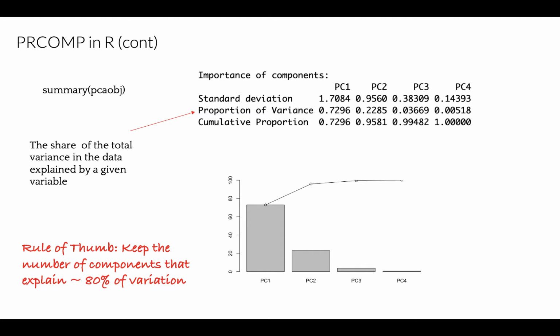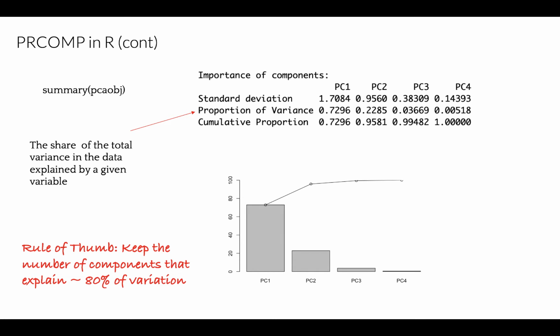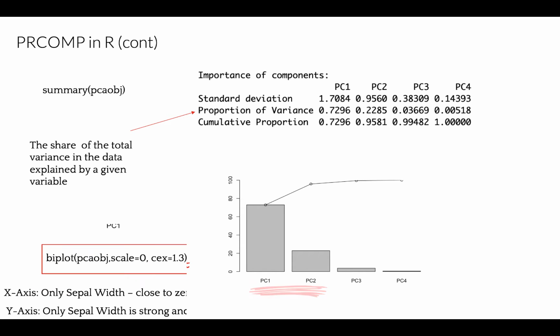Recall similar to factor analysis, we need to look at the proportion of variance and cumulative proportion, and we can use scree-plot. And rule of thumb here is to keep number of component that explains about 80% of variation. If you look at the summary, we have standard deviation, proportion of variance, which show share of the total variance in a data explained by a given variable, and cumulative proportion, which can be seen also the scree-plot on the bottom. So we notice that principal component 1 and 2 are the most relevant.